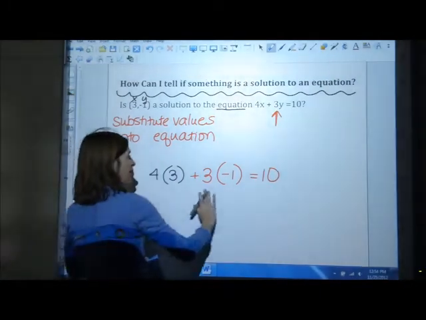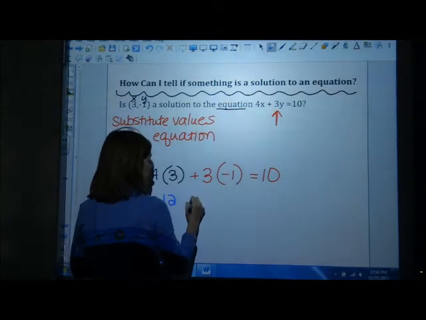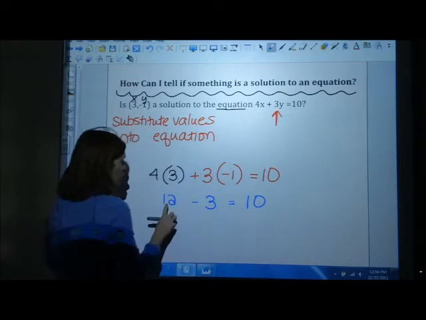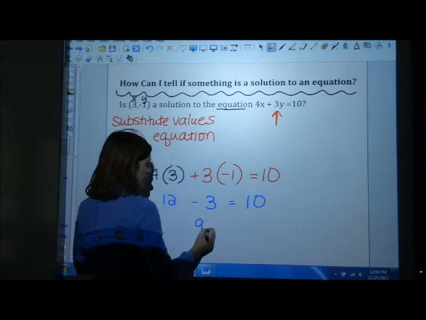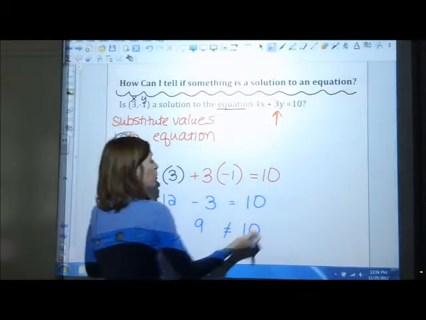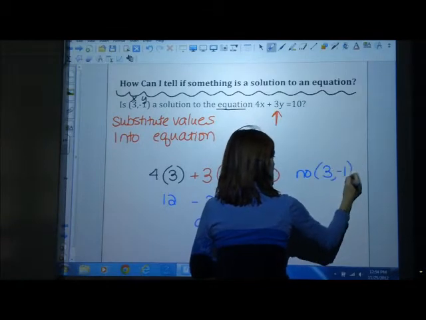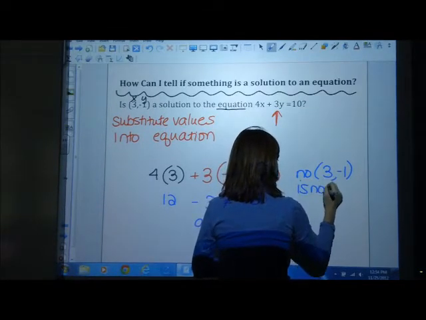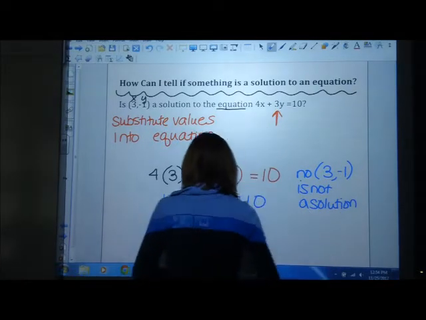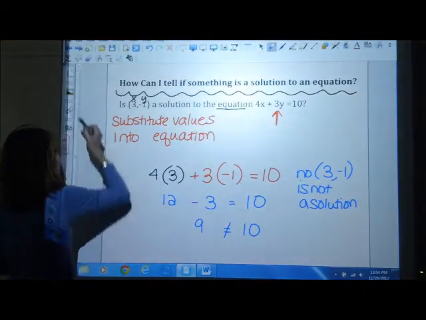All right, then we see if the left equals the right. So we get 12. 3 times -1 gives me -3, so minus 3. Does that equal 10? Well, 12 minus 3 is 9. So does 9 equal 10? No, it doesn't. So no, (3, -1) is not a solution. Okay, and we've been working on checking solutions and checking our answers in our previous chapter.